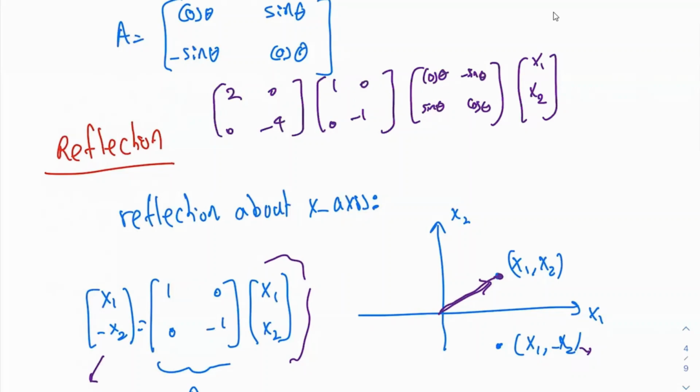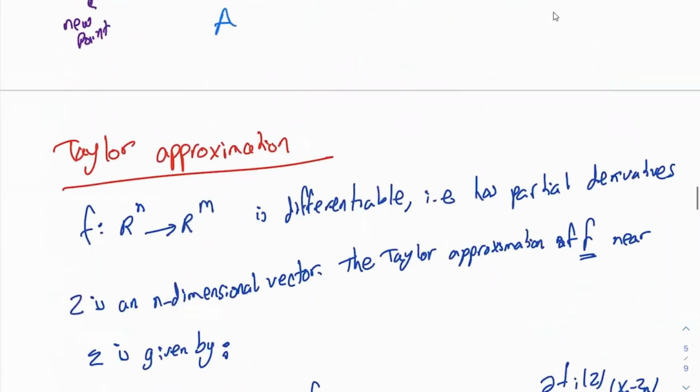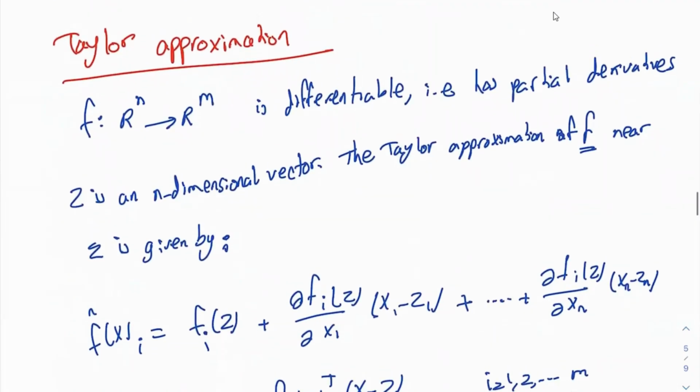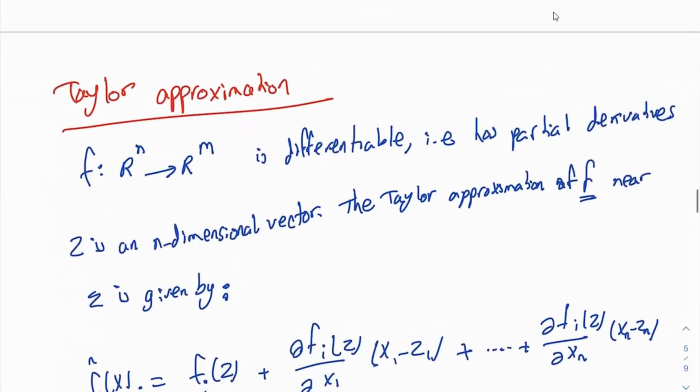Okay, and then you can come up with different permutations of this scaling, reflection, and rotation. The next concept is Taylor approximation. We talked about the Taylor approximation for vectors when the domain was a vector and the codomain was a scalar. So the function f, we talked about that when f was a scalar. The codomain of f was a scalar, right? Now we extend it to the vectors.